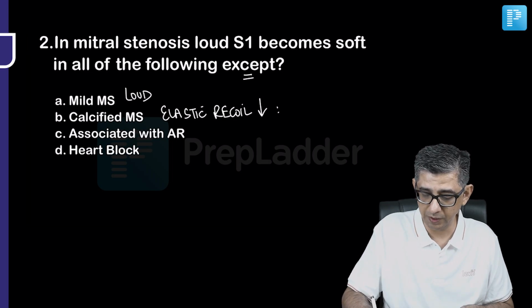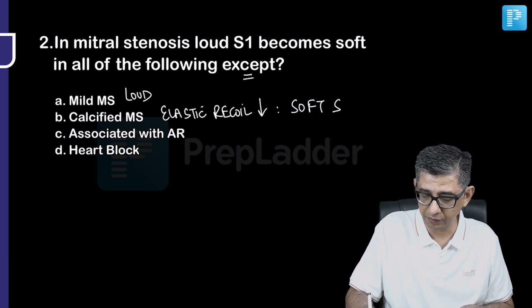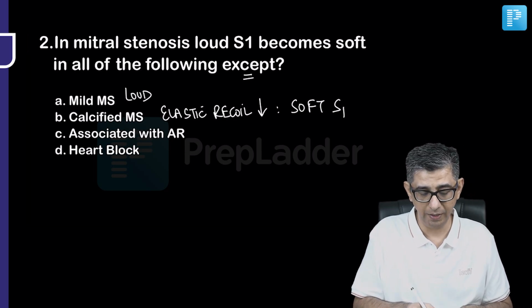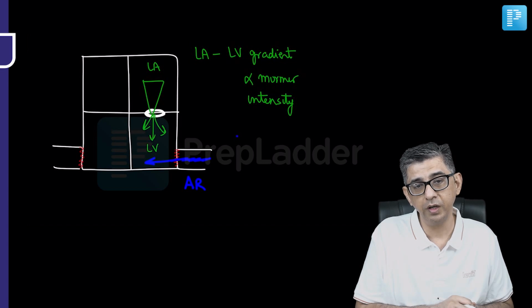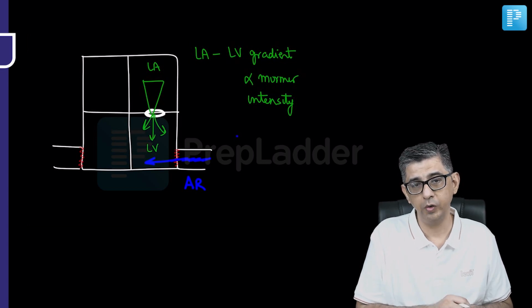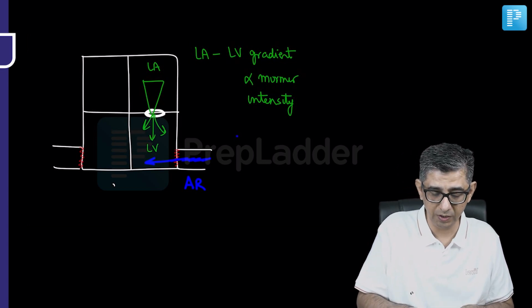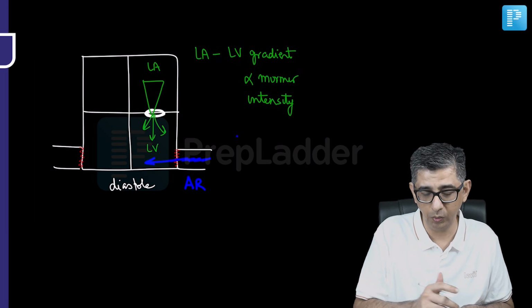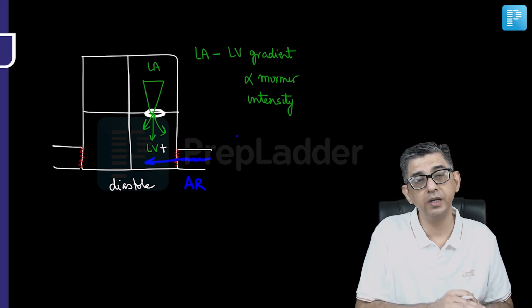So patients of calcified mitral stenosis would be having a soft S1. When we look at aortic regurgitation, I'll show you a line diagram for the same. For aortic regurgitation, as you can see in the diagram, during the phase of diastole, the blood is leaking from the aorta back into the left ventricle, as you can see in the blue arrow. Then the pressure in the left ventricle will increase.